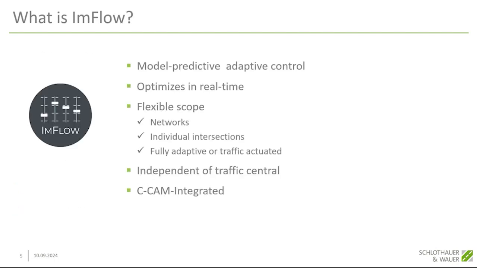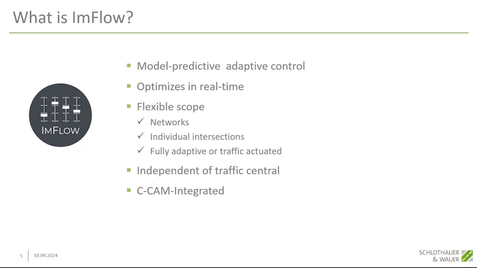So what is ImFlow? We described it here as a model predictive, or you might also say model-based, adaptive control. ImFlow is optimizing traffic in real time. It has several layers, or several optimizers, that assess the current situation and make decisions on a second-to-second basis, or even every tenth of a second when we talk about the Netherlands or controllers that work in such a cycle. It has a flexible scope, so it can run networks just as well as individual intersections.